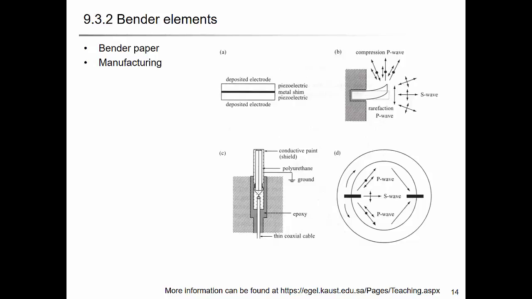So the next project will use the bender element. So that's why I asked that. So the bender element is, you know, the piezo crystal or the piezo ceramic. So piezo ceramic, piezo material. So please Google the piezo material.